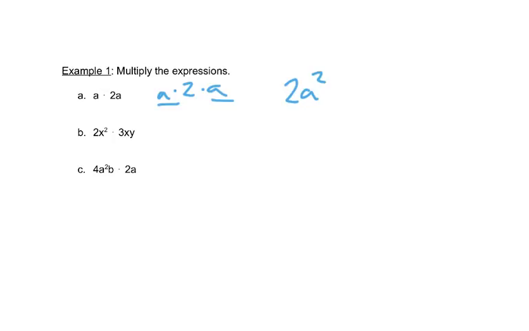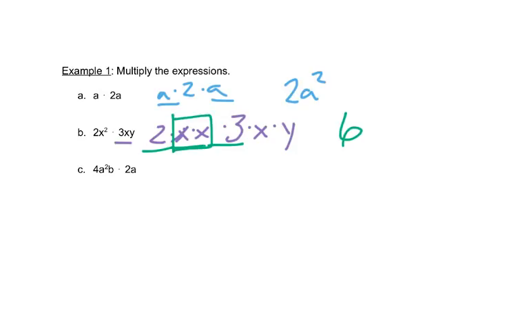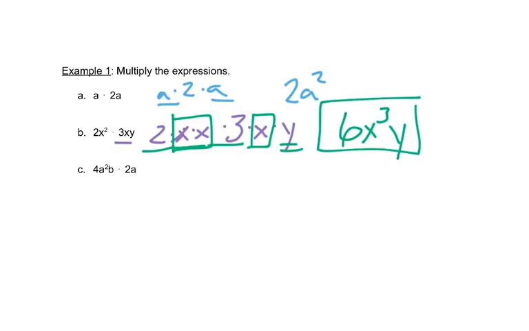Let's look at b. This says 2x squared. Remember that really means 2 times x times x. And then we have times 3xy, and that really means 3 times x times y. This is all multiplication, so we're just putting things together. 3 times 2 is 6. X, we have 2 x's and another x here. That means 3 x's, so we would write x to the third. And then we have this y on the end. 6x cubed y.